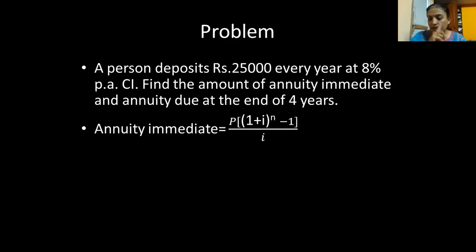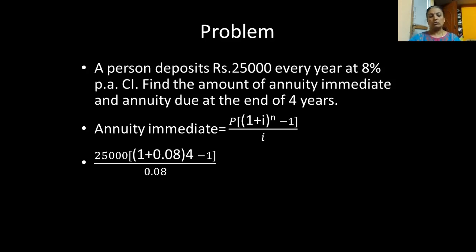Let us go for the first formula, which I have explained in my earlier video. It is annuity immediate. That is P within the bracket 1 plus I raised to the power of n minus 1, only this much. The additional 1 plus I is not in this formula. Divided by I. This is for annuity immediate. Okay. And P, as you know, 25,000 we have to put. Instead of I we have to take 0.08, raised to the power of n, which is 4 years here, minus 1, divided by 0.08. Let us put the values: 25,000 within the bracket 1.08 raised to the power of 4 minus 1.